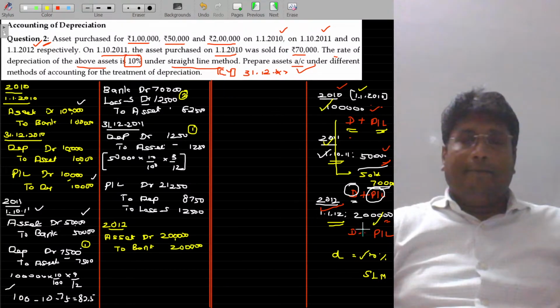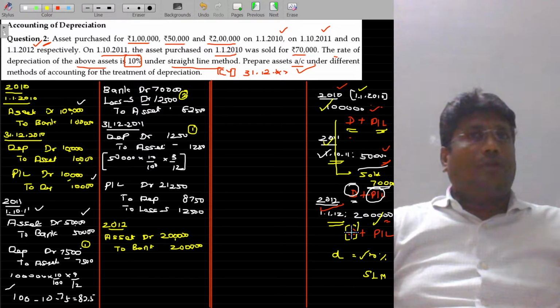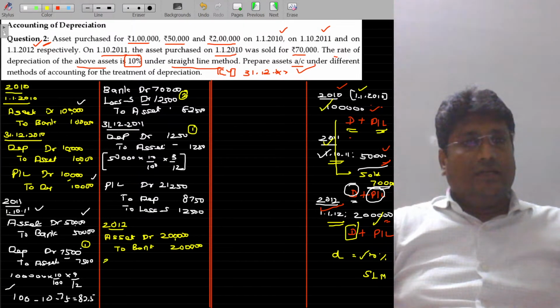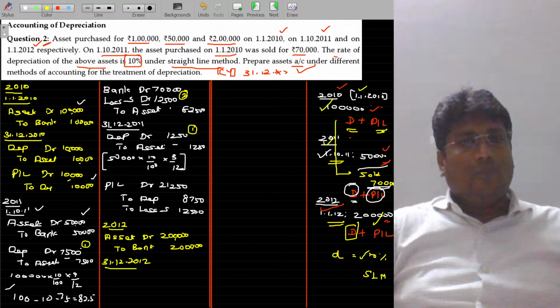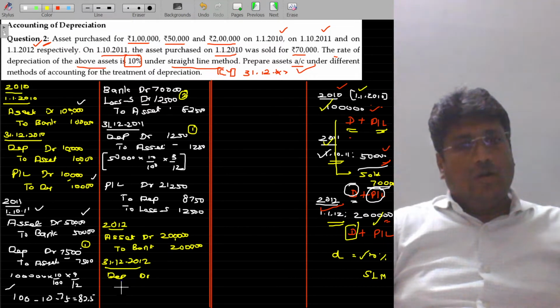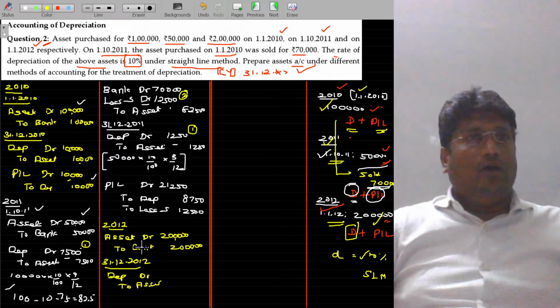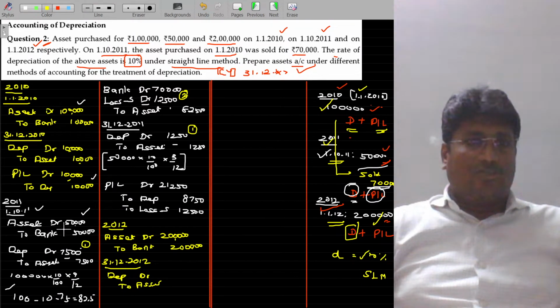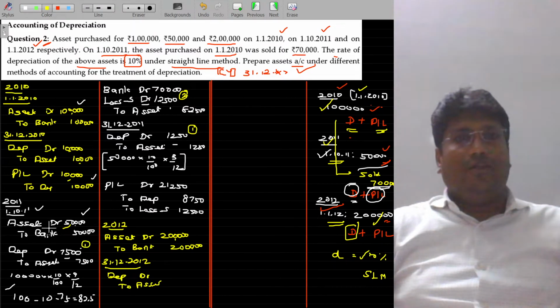The next entry will be calculating the depreciation at the year end. So straight away we will go to the year end, 31st December 2012. Depreciation account debit to asset account. How much is that? We have two assets used the full year. The first asset, 50,000, is also used in this year, not only in the previous year.